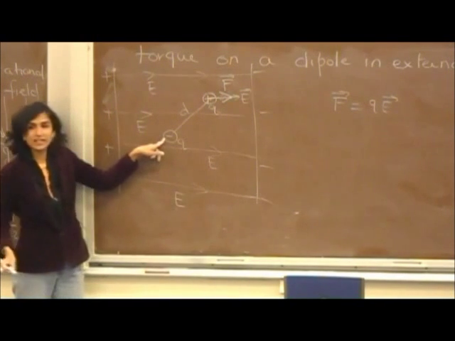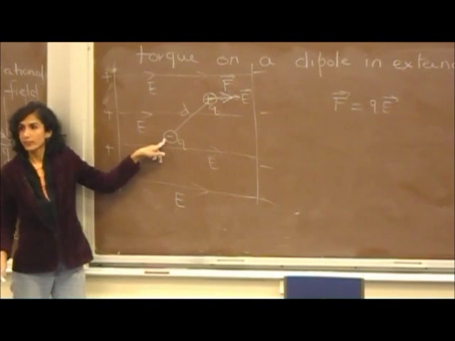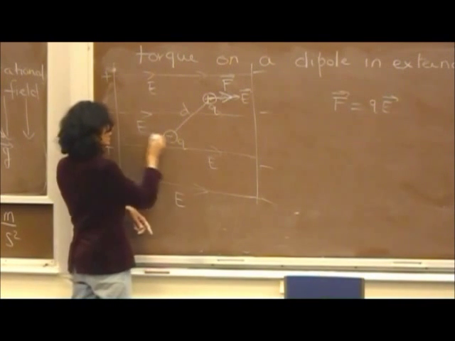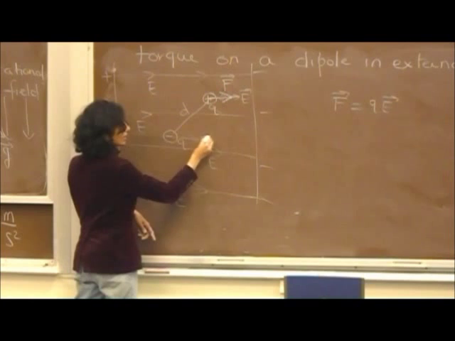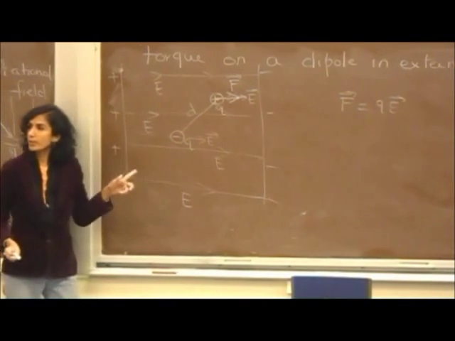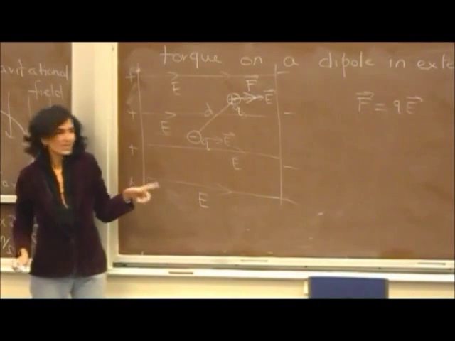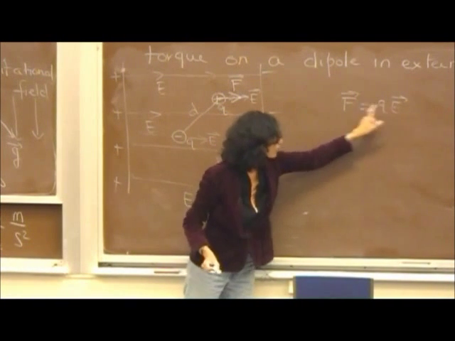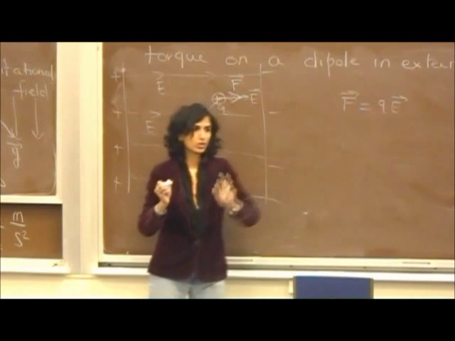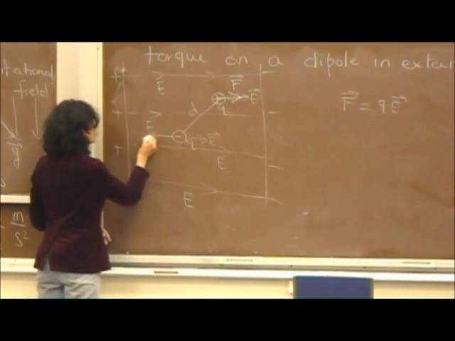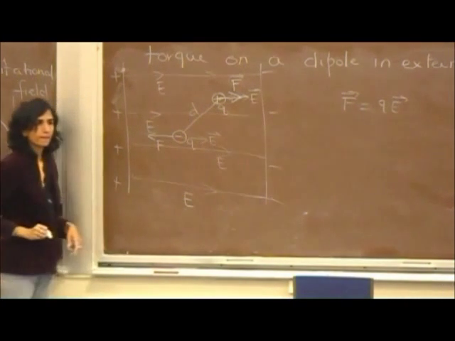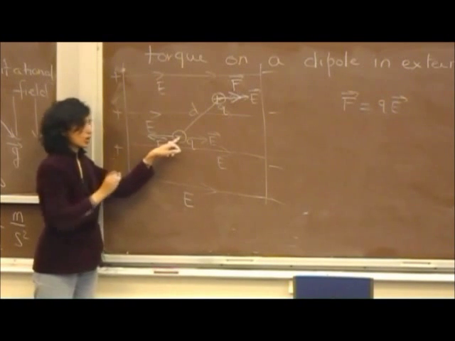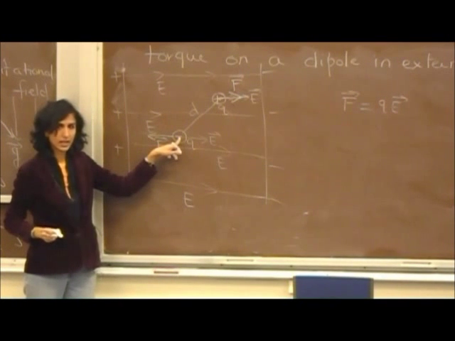What about the force on the negative charge? Is the negative charge still seeing the electric field that's pointing this way? Right? But which way will be the force on it? See, if the charge is negative, the electric field and force point opposite to each other. So you can see that the force will be this way on this negative charge. Right?